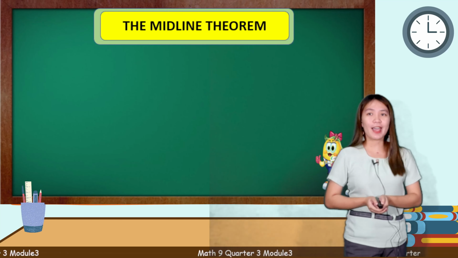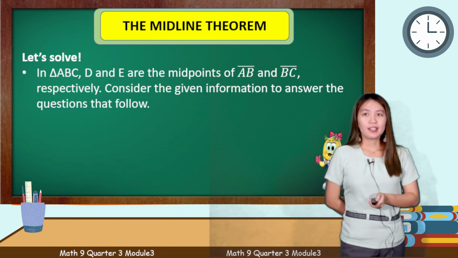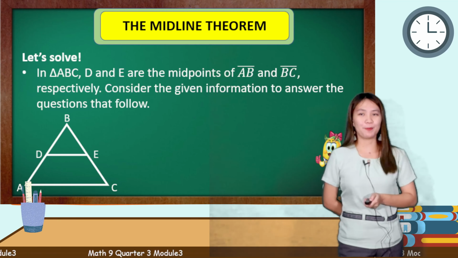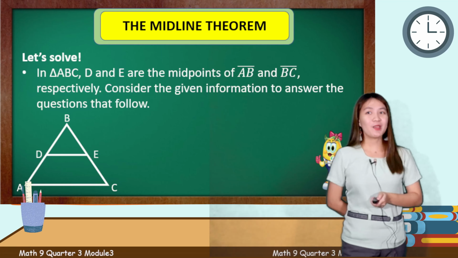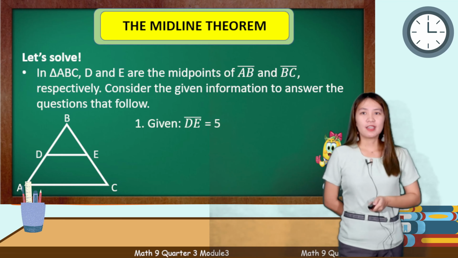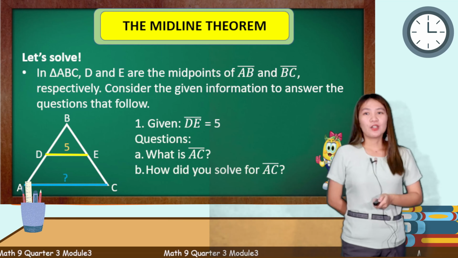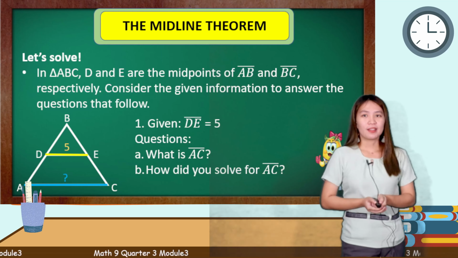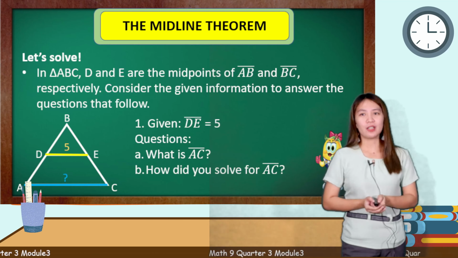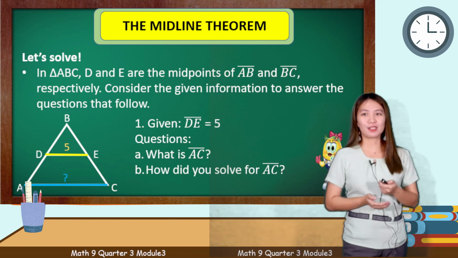So let us now apply the midline theorem. In triangle ABC, D and E are the midpoints of segment AB and segment BC respectively. Consider the given information and answer the questions that follow. So for number 1, given segment DE is equal to 5, you need to find the measure of segment AC. So by merely looking at the figure, can you give me the answer? You can type your answers in the comment box.